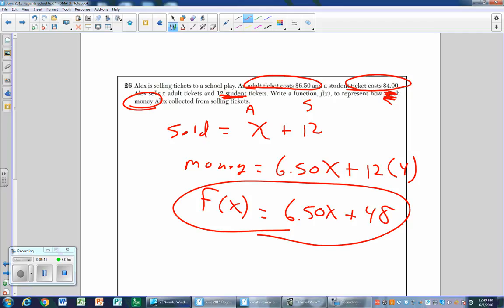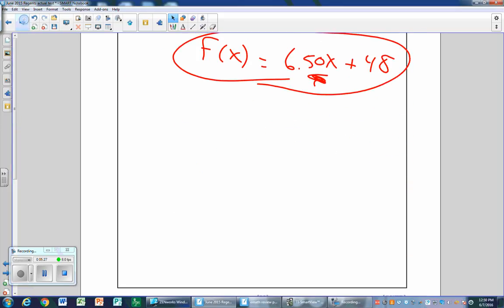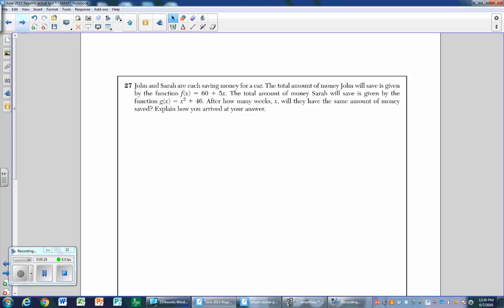Okay, that's $48. We know he has at least $48, but we can figure out how many adult tickets he sold just by knowing the total money he collected. This is the amount of money he collected. We can figure that out. Is there anything else on this paper? Nothing. Turn the page. Number 27.